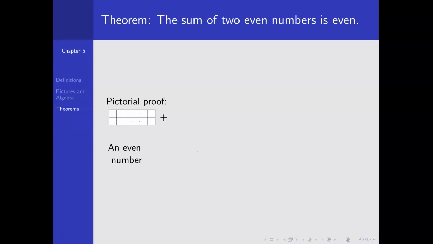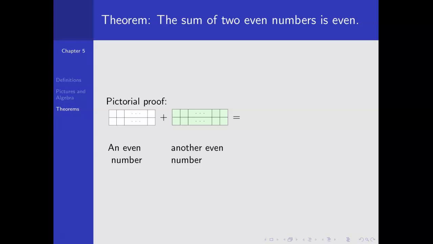Okay, our first theorem. The sum of 2 even numbers is even. So we're going to start out with just our picture proof. So here's just an even number, and we're going to add to it another even number. And notice I use different colors here, and a different number of boxes to represent 2 different even numbers. We don't know what they are. They might even be the same even numbers, but we can't assume that. So I'm using the different colors to represent one even number and another even number.